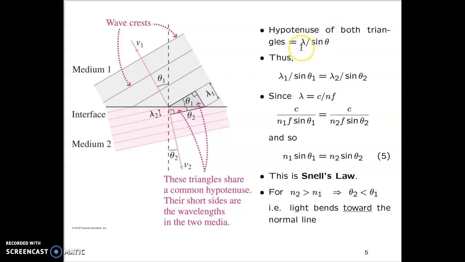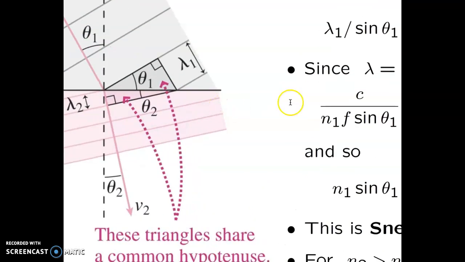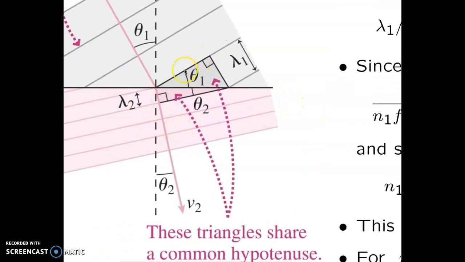And in each case, it's going to be lambda divided by the sine of either theta 1 or theta 2. I'll just generically call either angle theta. Why is that the case? Well, we may have to blow this up again. If you consider this right angle triangle, we have this side, which is lambda 1, divided by the hypotenuse. Well, that will be equal to the sine of this angle, theta 1, because this side is opposite to this angle in the triangle.